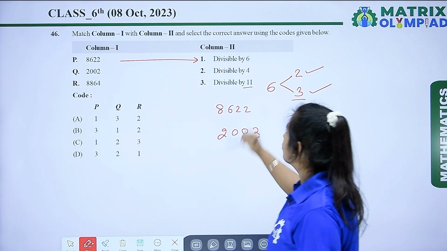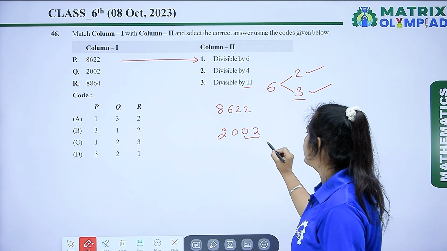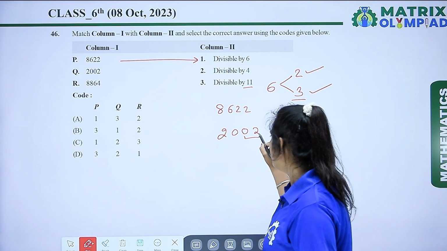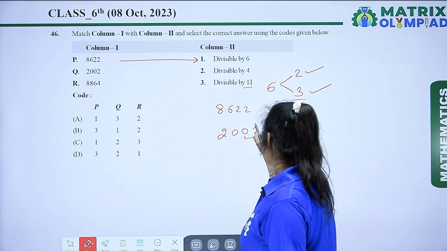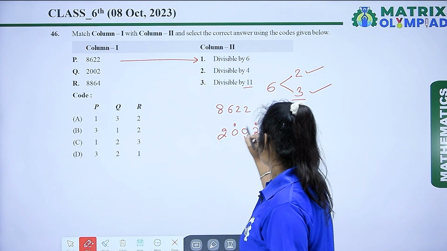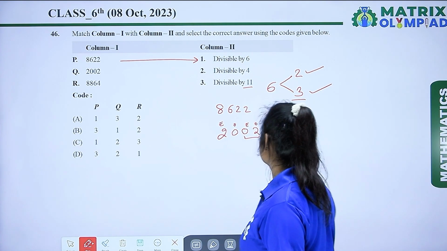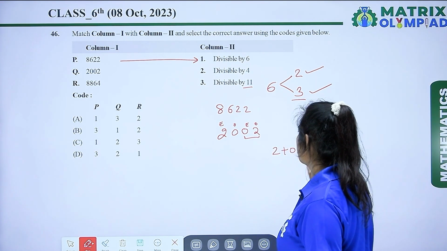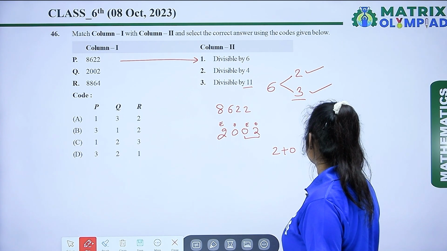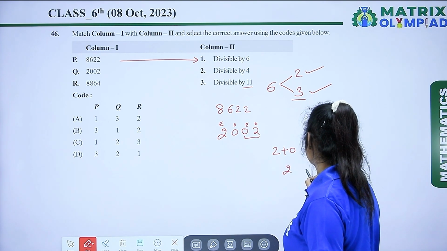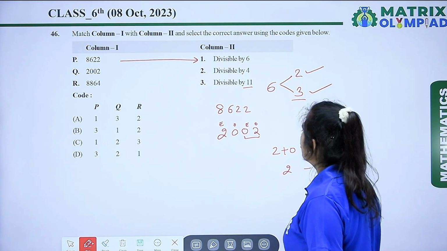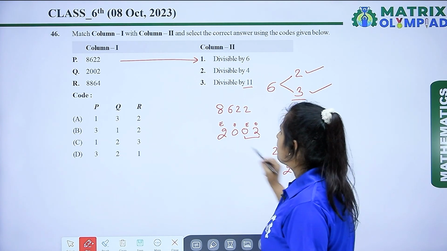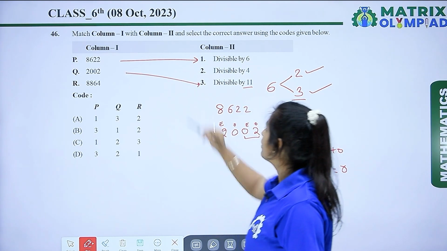लास्ट हमारे पास डिविजिबिलिटी रूल यहाँ पर है 11, तो 11 के लिए क्या करना होता है, ऑड एंड इवन वाला जो रूल है. सो हियर इट इज ऑड and this will be even and even. Let's calculate odd plus odd. 2 plus 2 minus 2 plus 0. We will get 0. So it is divisible by 11.